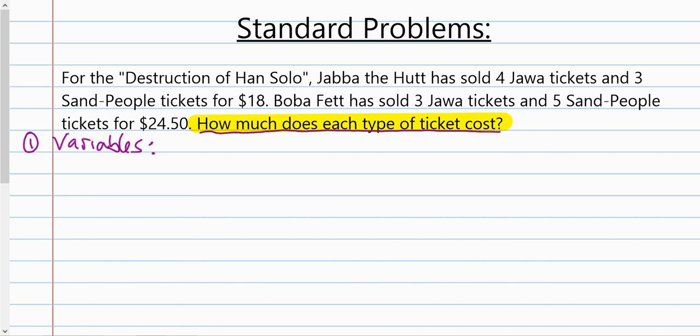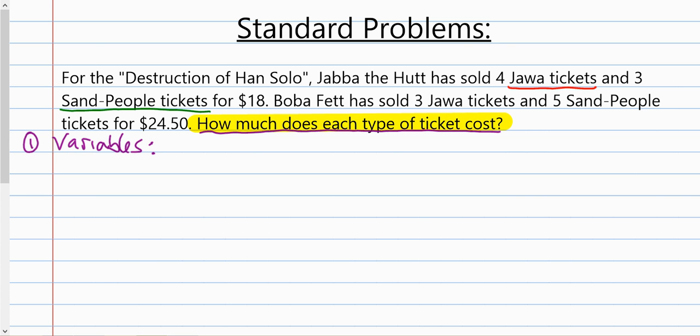And when you define variables, you want to use as many words as possible. You want to use almost a complete sentence. So pretend you're on a computer and you can copy and paste. So how much does each type of ticket cost? We are going to have two types of ticket. That's the first thing we need to figure out. So we have Jawa tickets and we have SandPeople tickets.